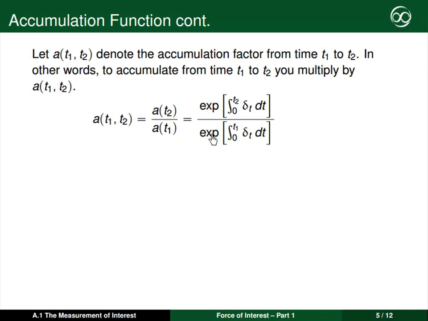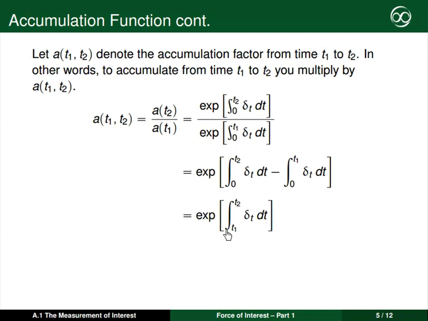And now I can use a little bit of algebra. I have the exponential of something divided by the exponential of something, and so I can rewrite that as the exponential of the numerator minus the exponential of what's in the denominator, right? And then I can use a little bit of calculus. In essence, I'm adding up from 0 to t2, and then I'm subtracting whatever I added up from 0 to t1. So all that's left over is what I added up from t1 to t2. So this is just the exponential of the integral from t1 to t2 of delta t dt.